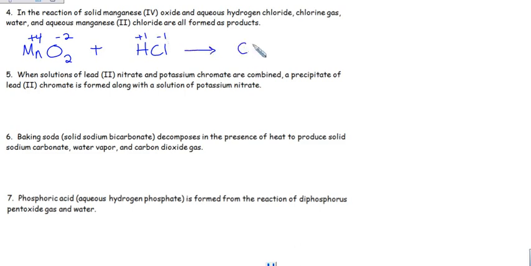And now here come the products. Chlorine gas, diatomic, water, H2O, and manganese 2 chloride. Manganese +2 chloride -1. I'm going to need 2 chlorine. All right. Let's balance this thing.